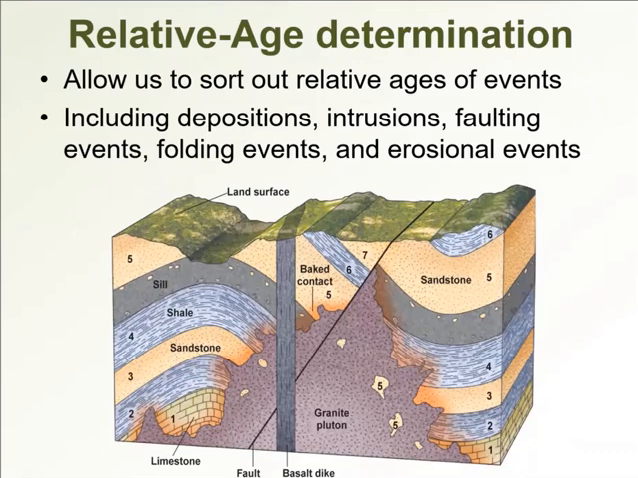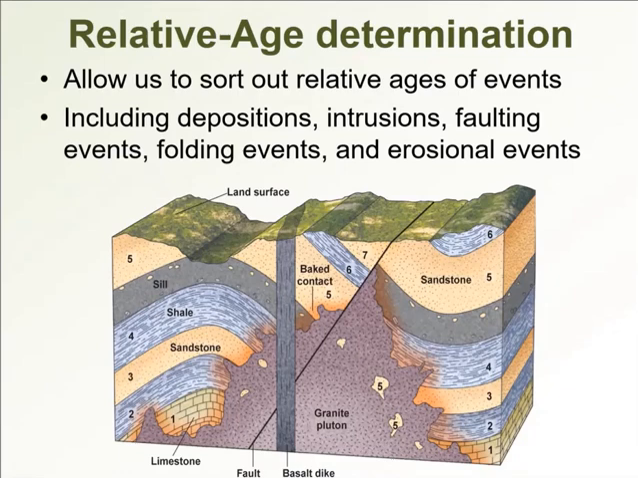If we undo this fault, we would see that the baked contact of this intrusion would be continuous. The next would be the folding. So all of these beds were folded together. And then the sedimentary beds would be the oldest. You can actually go through the sedimentary beds and figure out their order. When you do that, you need to take into account things like the inclusions.